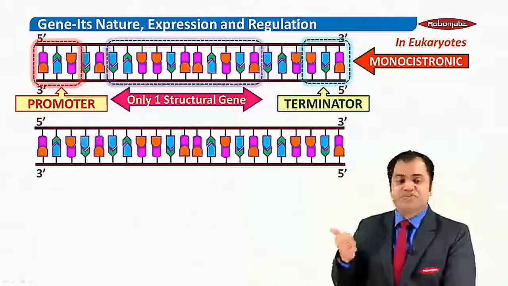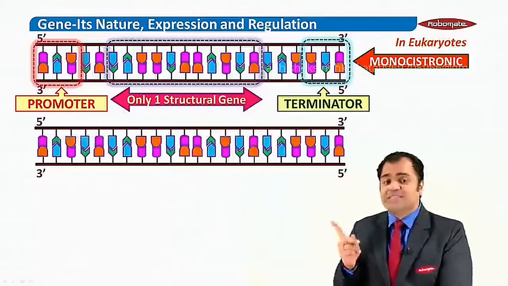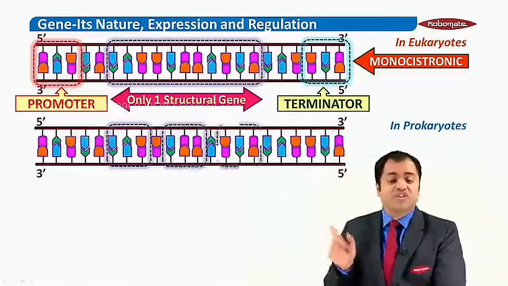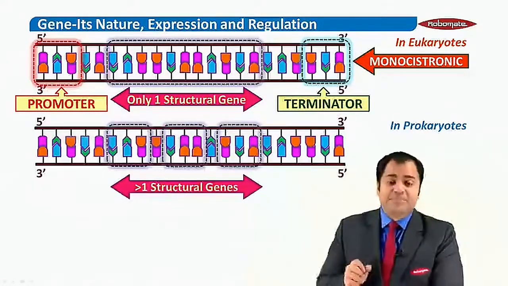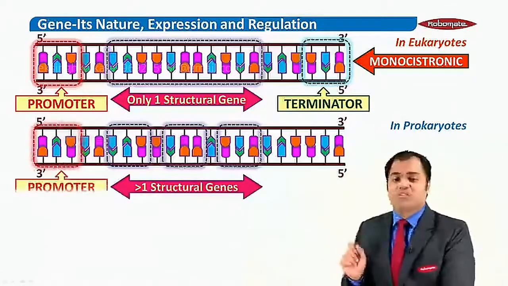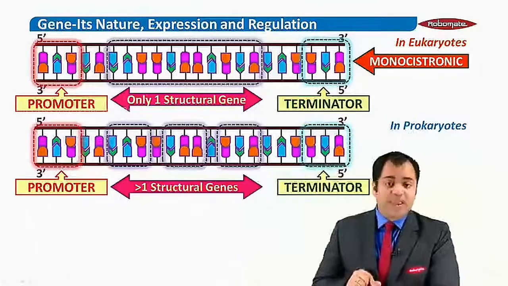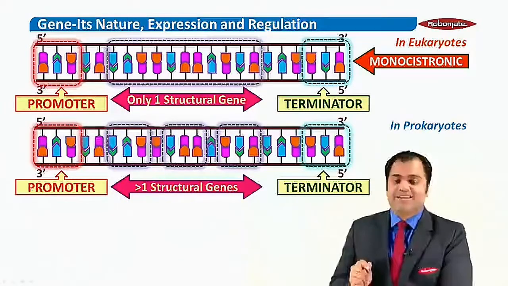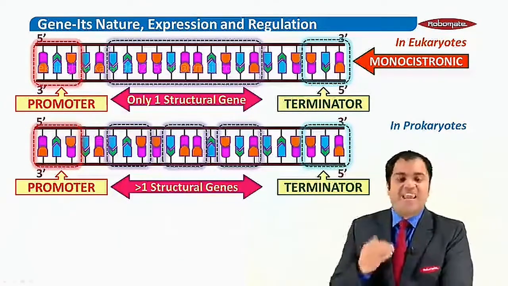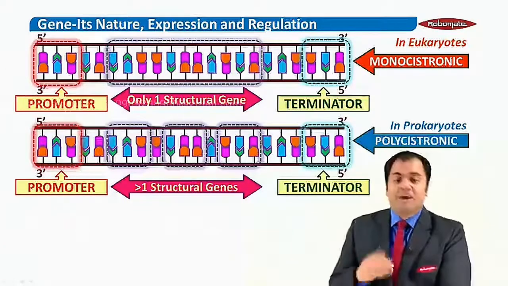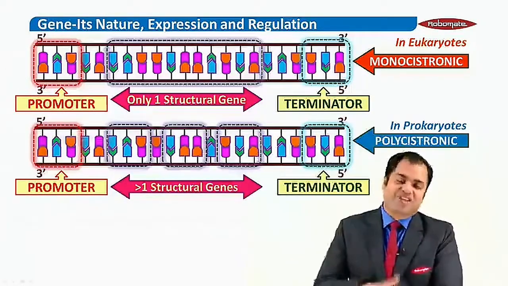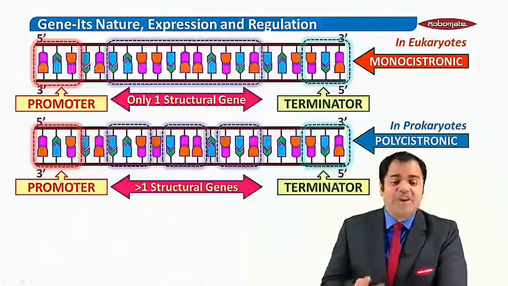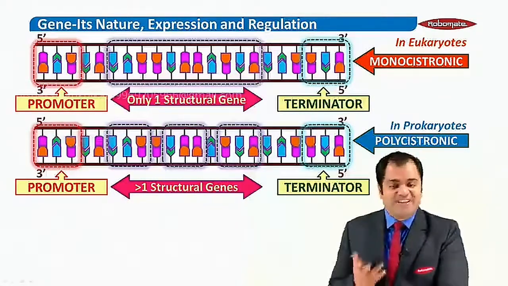Now assume another DNA strand here. Is that okay? Now let's assume this is the case of prokaryotes. In prokaryotes, there is more than one structural gene that can be transcribed at the same time, involving only that same promoter and the same terminator. Is that okay? Now, because there is more than one structural gene controlled by the same promoter and the same terminator, we can say that the structural genes in prokaryotes are polycistronic. Poly meaning more than one, cistronic meaning structural gene. So remember, in eukaryotes, the structural gene is monocistronic, whereas in prokaryotes, the structural gene is polycistronic.